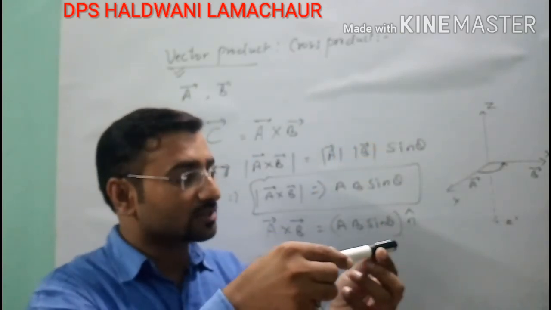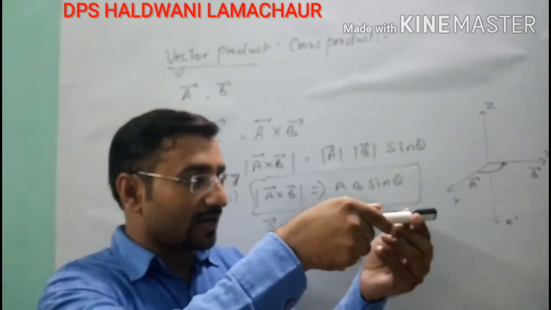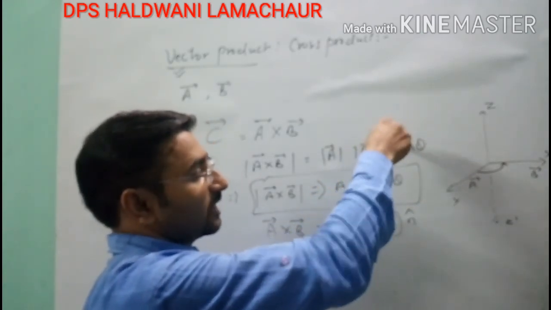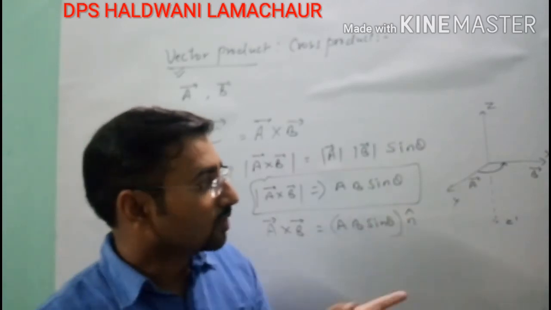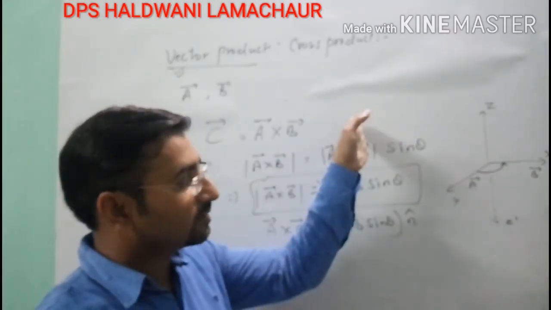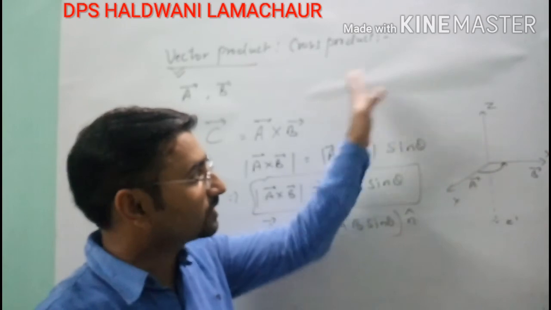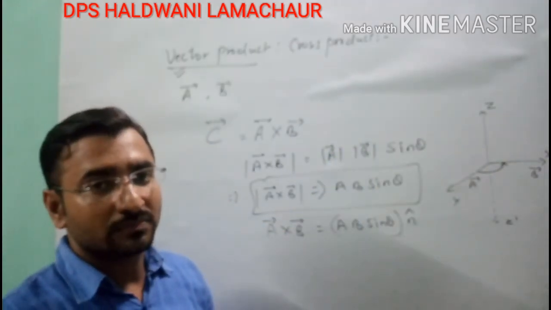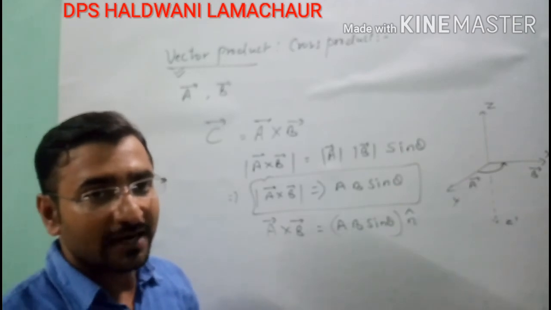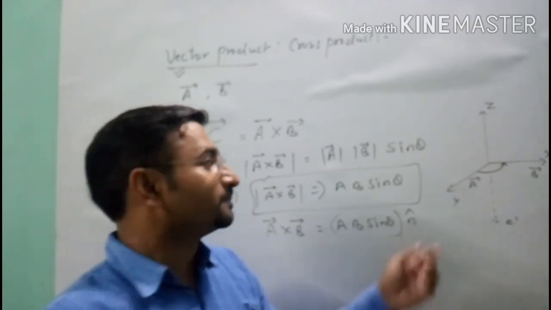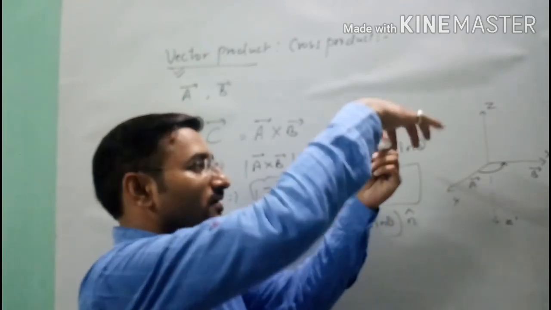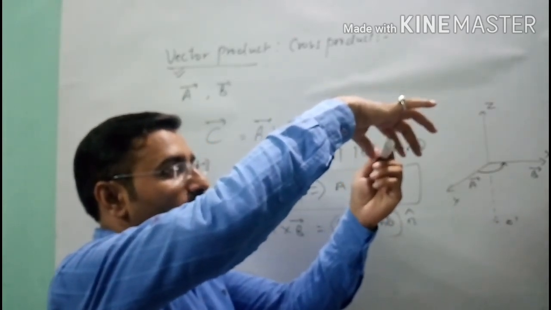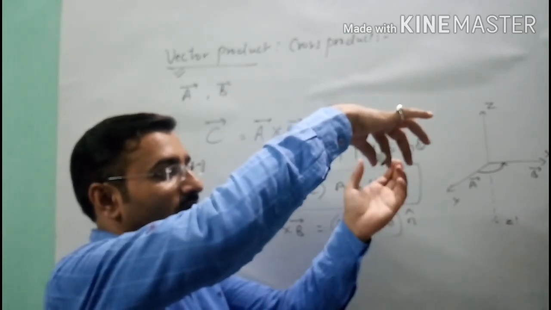Suppose I hold a screw in my right hand and I am trying to rotate this screw in the anti-clockwise direction. Will it move toward the inside of this board, or will it come outward? Just imagine and guess. So yes, when you rotate in the anti-clockwise direction, you will know that the screw will come outside. It will come out.